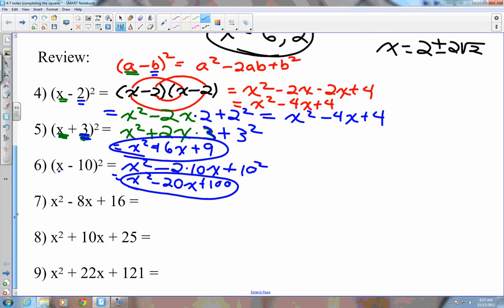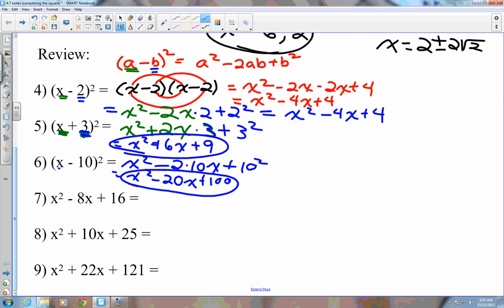Okay. So now we're going to use it the other direction. I have a perfect square trinomial. I need to factor it.